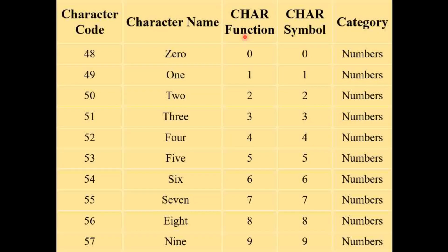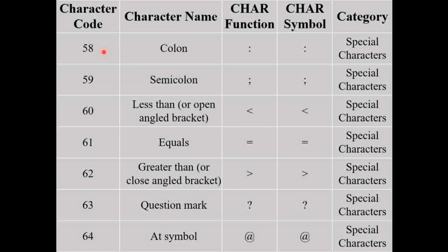In the second slide, you can observe the character codes from 48 to 57. They are for the numbers 0 to 9. Then again 58 to 64 are for the special characters: colon, semicolon, less than, equal to, greater than, question mark, and the at symbol.